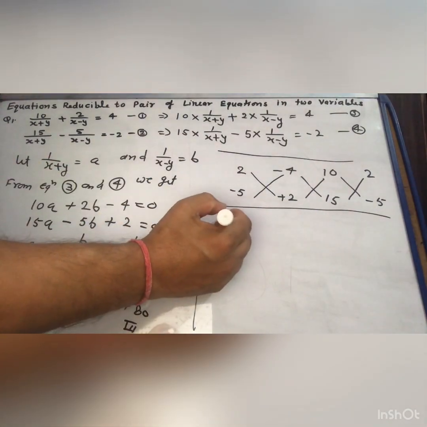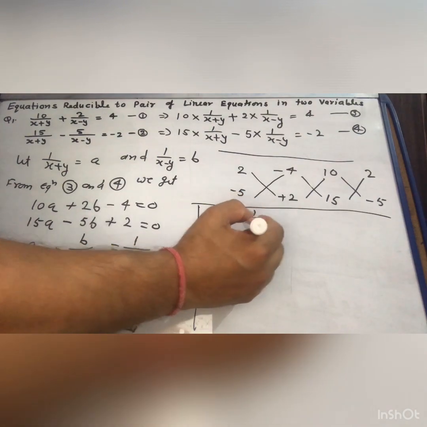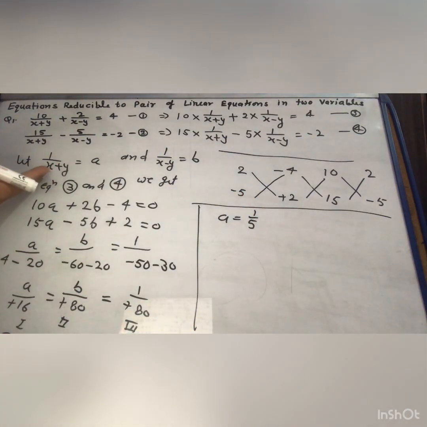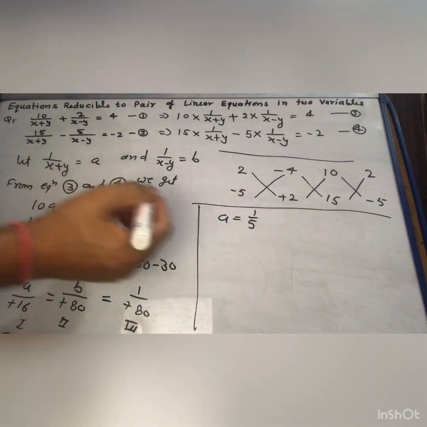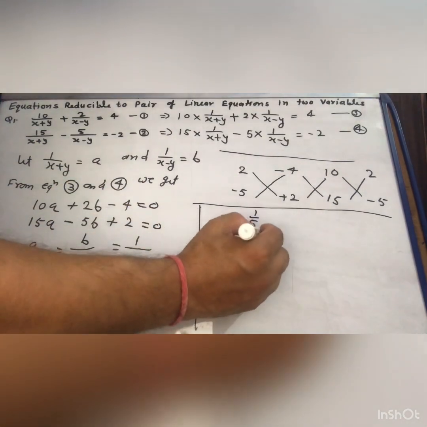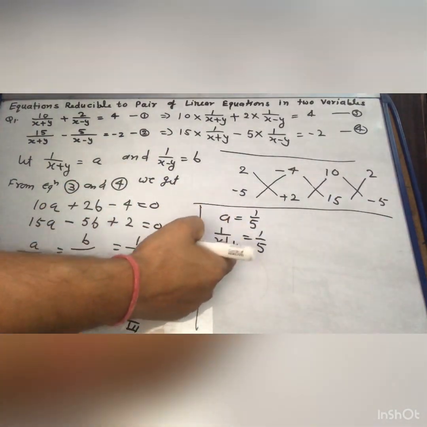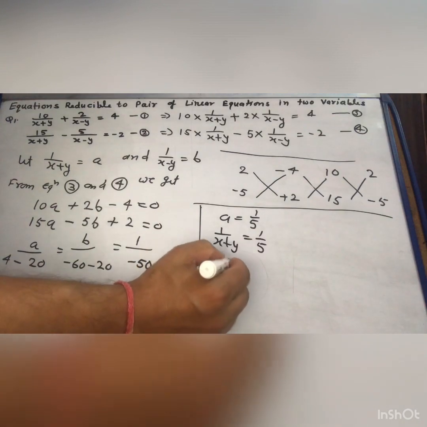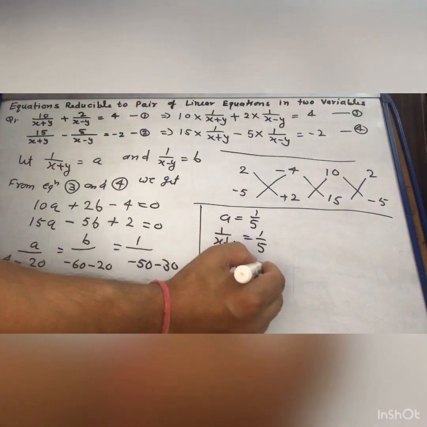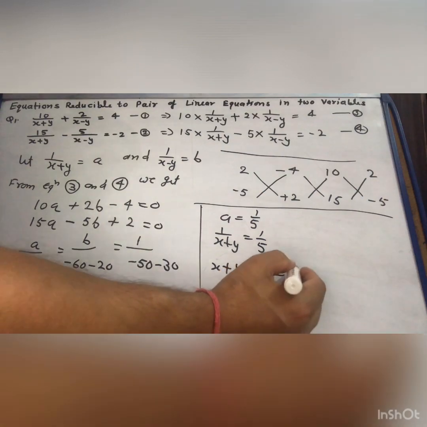A equal to 1 upon 5, and the value of A is, you have to take, 1 upon x plus y. So 1 upon x plus y equal to 1 upon 5. By cross multiplication you will get x plus y equal to 5. This is equation number 5.